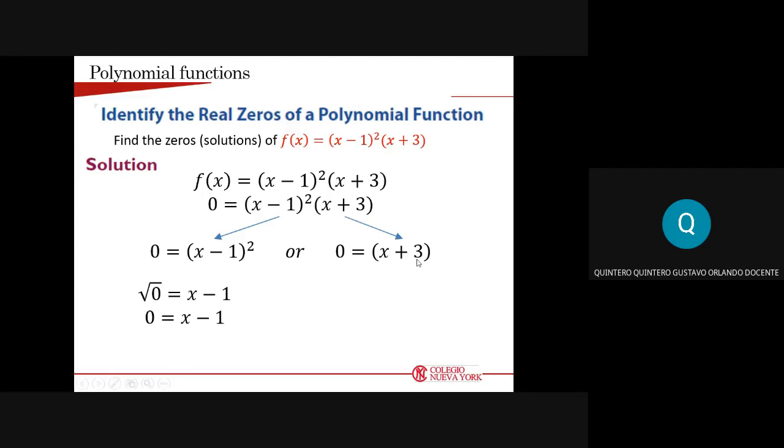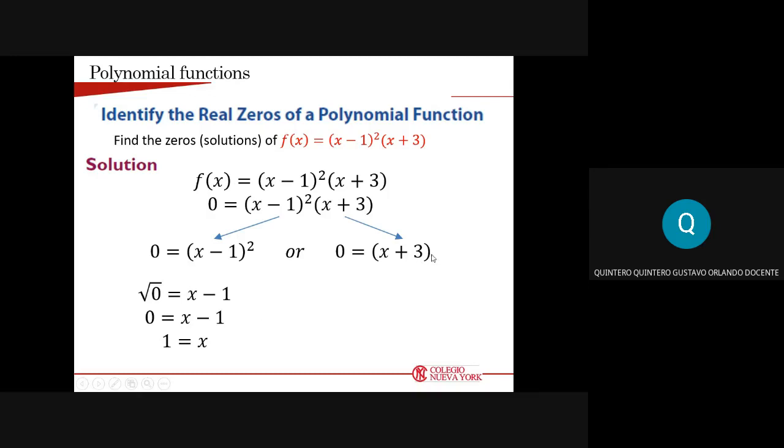From here, all I need to do is isolate the value of x. Despejar. If I isolate x, I need to pass -1 to the other side. Since -1 is negative, I'm going to pass it as positive. So 1 equals x. From here, we have one solution. Remember, we're looking for the zeros, so the solutions. We have x equals 1. One of the solutions will be 1.